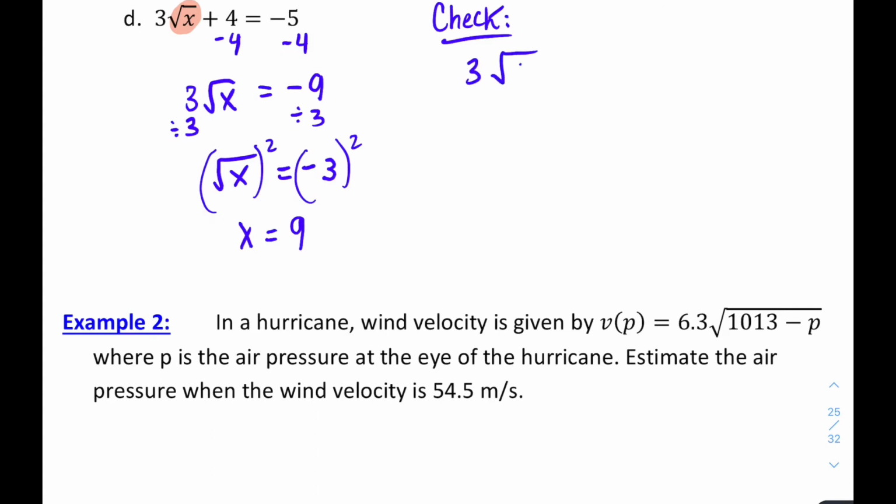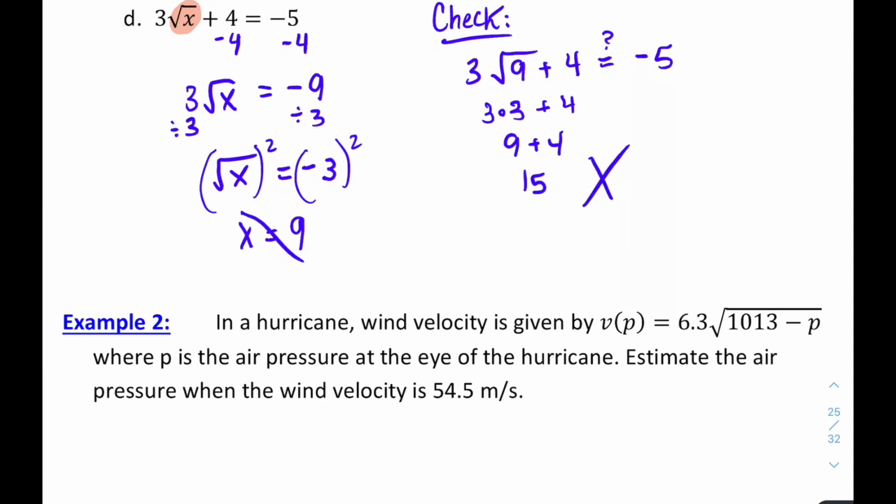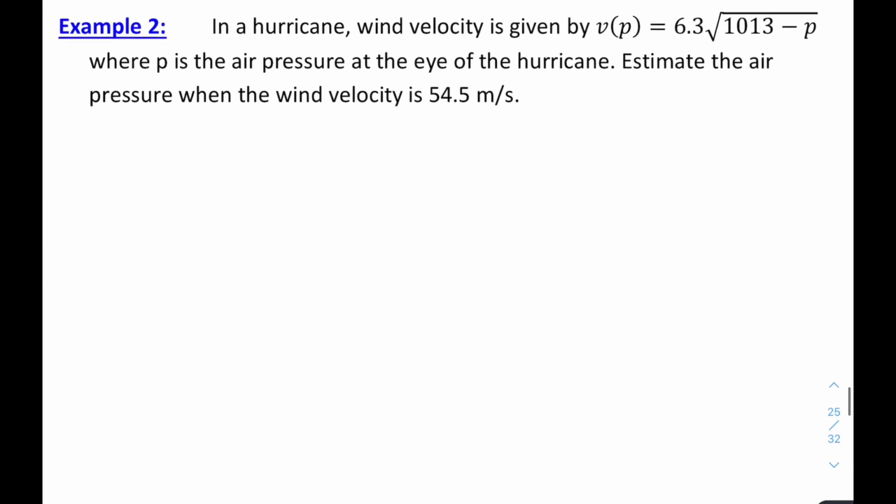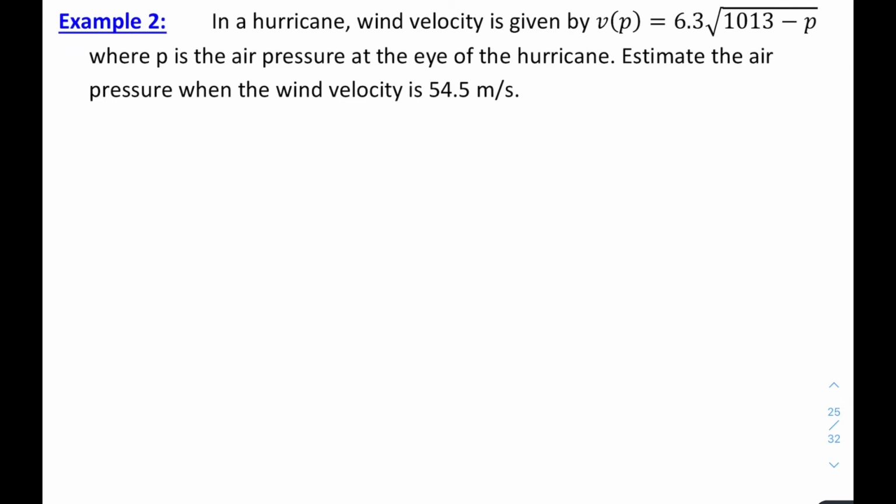If you plug it back in and check it, you're going to have 3 times the square root of 9, so 3 times 3 plus 4 equals 13... well, 15 is not equal to -5, so that is not actually a true solution. It's extraneous, and this equation has no solution. You'd kind of tell that a little bit earlier because you had the square root of x equals -3, and it's not possible to have a number that when you take the square root of it, you get -3.